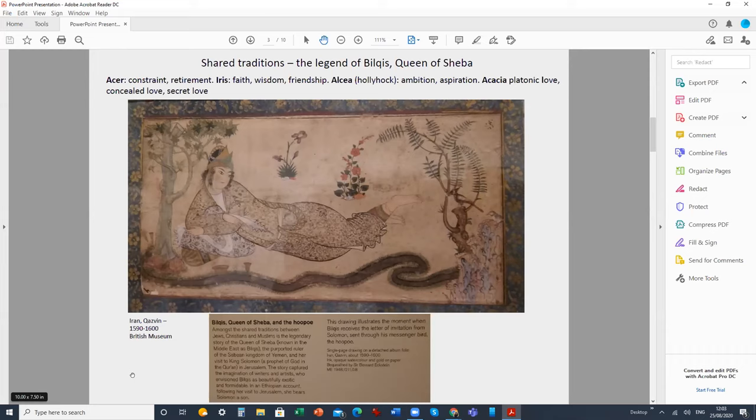The Acer, under which Sheba is reclining, is constraint. The iris, at the back, shows faith and wisdom and friendship. The hollyhock, Alcea, is ambition. The acacia plant, shown on one side, is basically platonic love, a concealed or secret love. I just wanted to put this, that in our culture, not just the Arab culture, but extending way into the East and the West as well, some plants are always associated with some form of culture, some form of feelings.